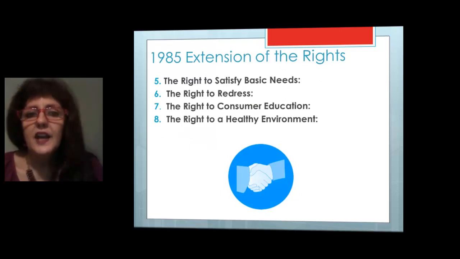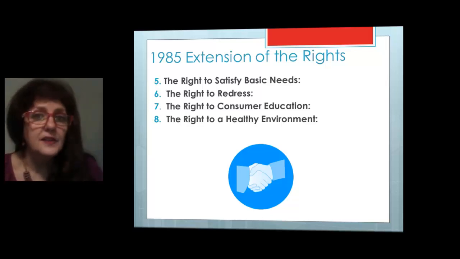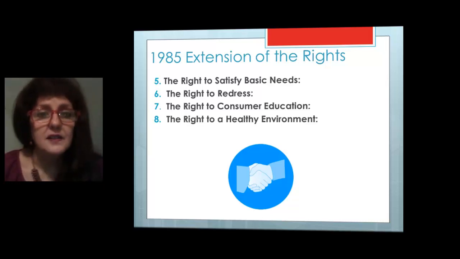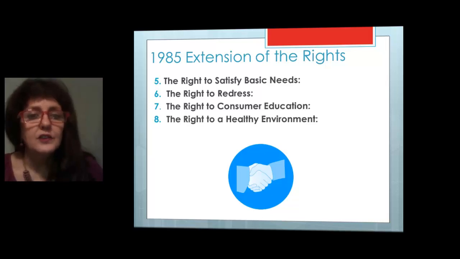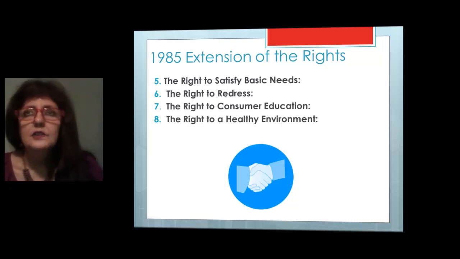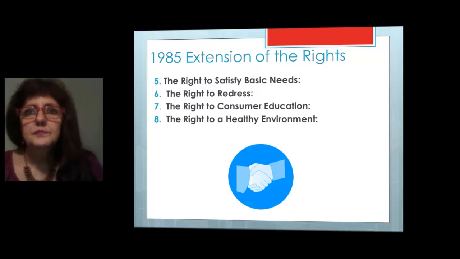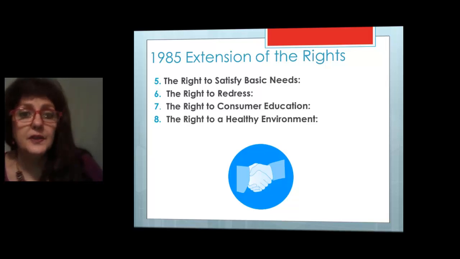In 1985, we had the extension of the rights made by the United Nations, and they added four more rights: satisfying the basic needs, the right to redress, the right to consumer education, and the right to a healthy environment. Let's talk about the rest of these four. The right of satisfying the basic needs ensures that every consumer can have clothing, food, transportation, and shelter, and this is very important.